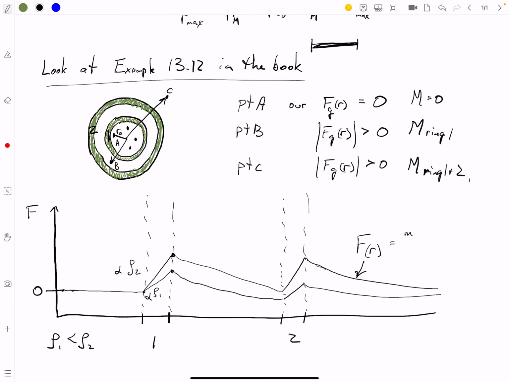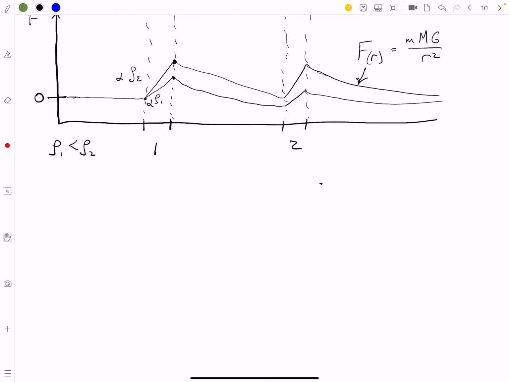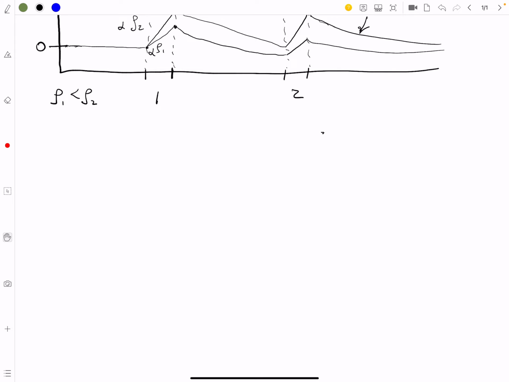Okay, F of r and our test mass times g of r, which is mg over r squared. At this point, on the inside, it's linear. I'm not going to go back and show you that equation. That doesn't matter. So here we go. We're finally basically to the end of gravity. We've had some lovely videos.